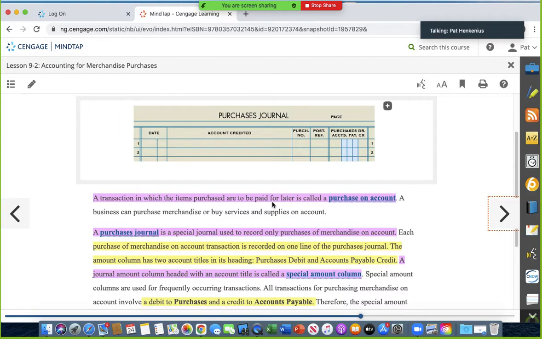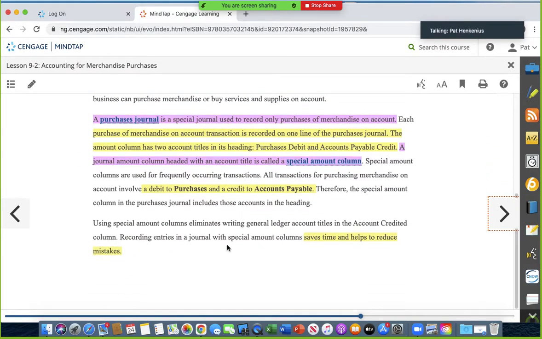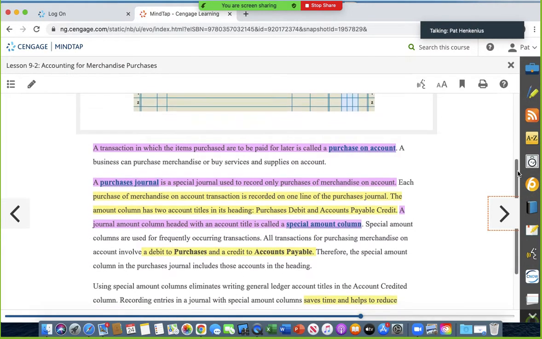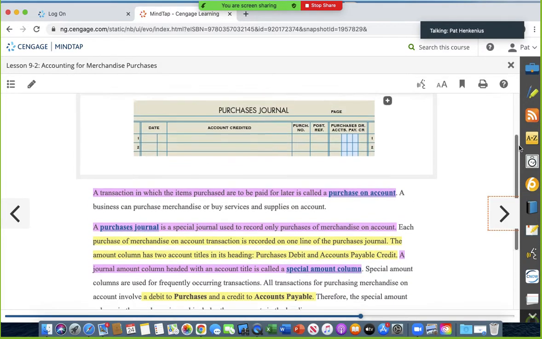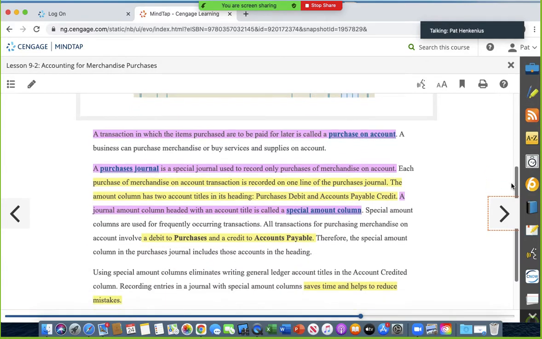Does that make sense? Purchases on account. So like when we used to buy supplies on account, we credit accounts payable. When we buy purchases on account, we're going to credit accounts payable. We'll put the vendor's name and credit accounts payable. Now, when we buy purchases with cash, it goes in the cash payments journal. It's only when we buy purchases on account. This purchases journal is a special journal only for purchases on account.